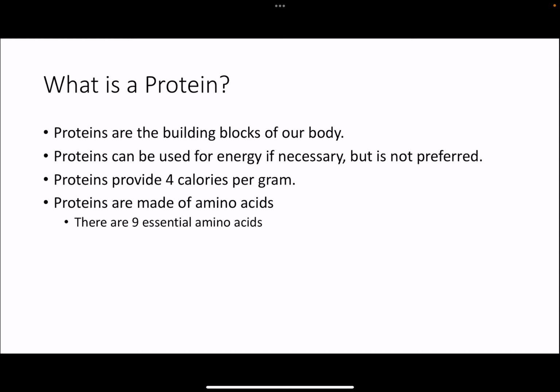Proteins are made up of smaller units called amino acids, and there are 9 essential amino acids. Essential means that we cannot make these ourselves, and we must get these amino acids through our diet.